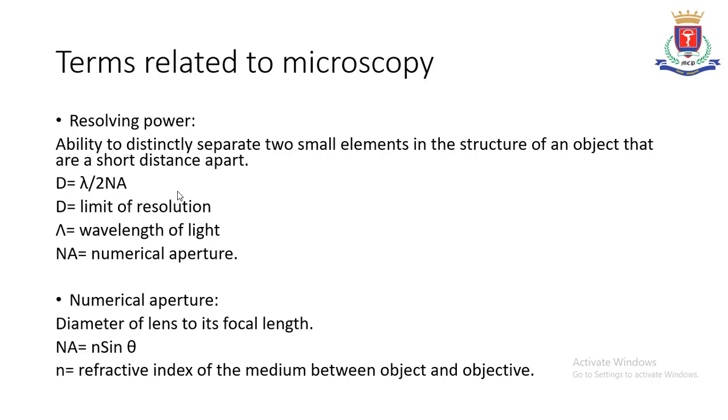Now what is this numerical aperture? Numerical aperture is the ratio of the diameter of the lens to its focal length, and it can be determined by NA is equal to n sin theta, where n is the refractive index of the medium between the object and the objective.